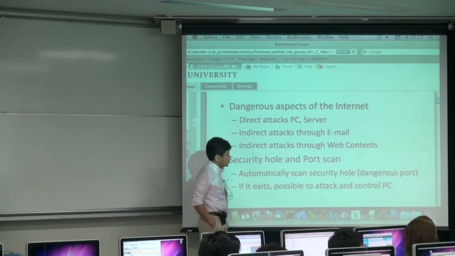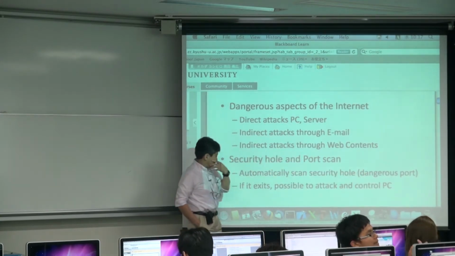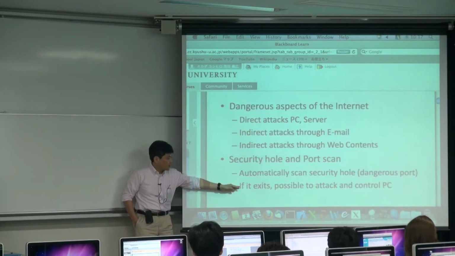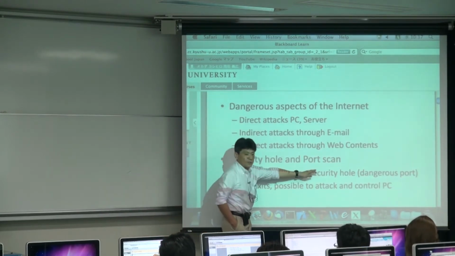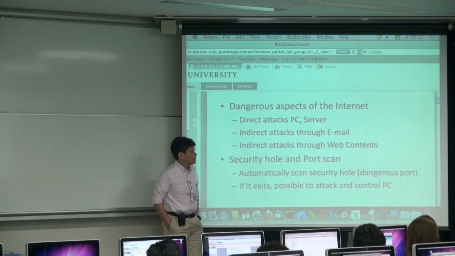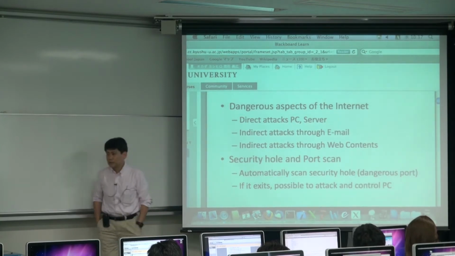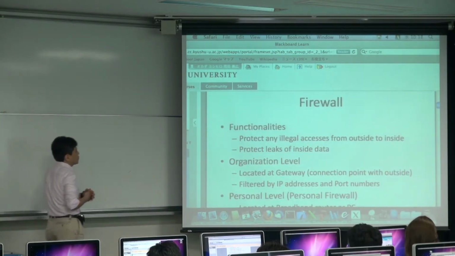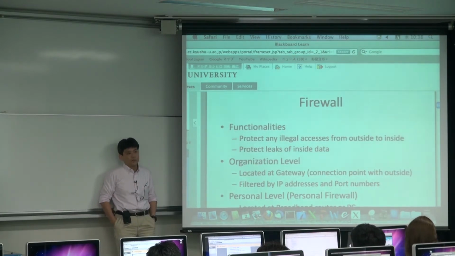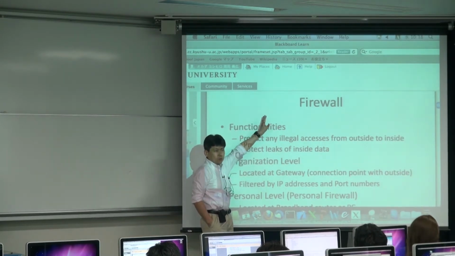So a security hole means, as I explained, a dangerous port. Okay, if a security hole exists in your PC, it is possible to attack and control the PC from outside. Okay. So there is several software to protect against such illegal access. One is a firewall.